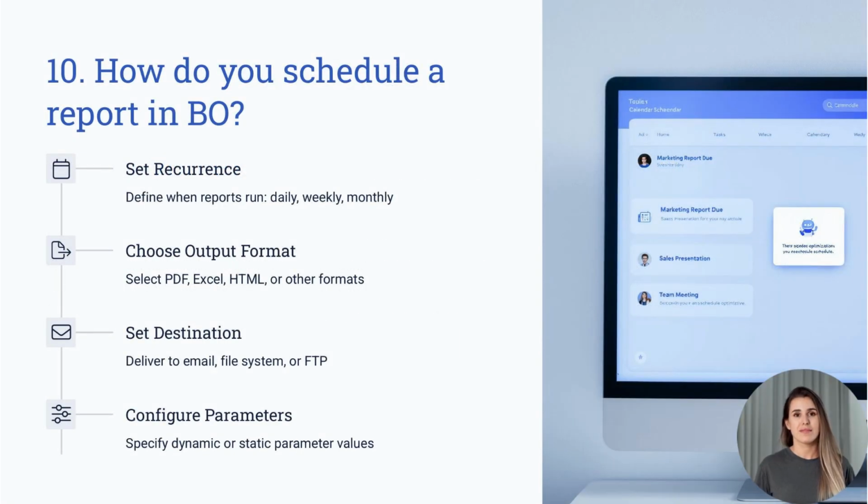10. How do you schedule a report in BO? You can schedule reports through the CMC or BI Launchpad by setting up a recurrence, choosing output format, destination, like email or file system, and parameters. The Adaptive Job Server handles the execution.